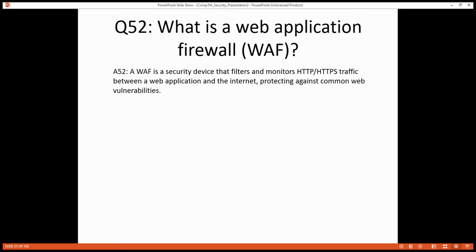Q52. What is a web application firewall, WAF? A52. A WAF is a security device that filters and monitors HTTP/HTTPS traffic between a web application and the Internet, protecting against common web vulnerabilities.